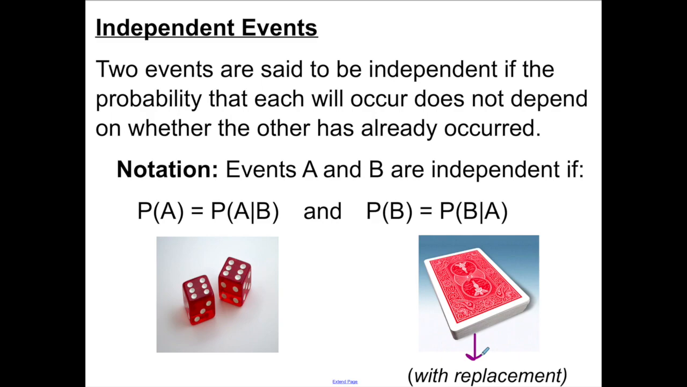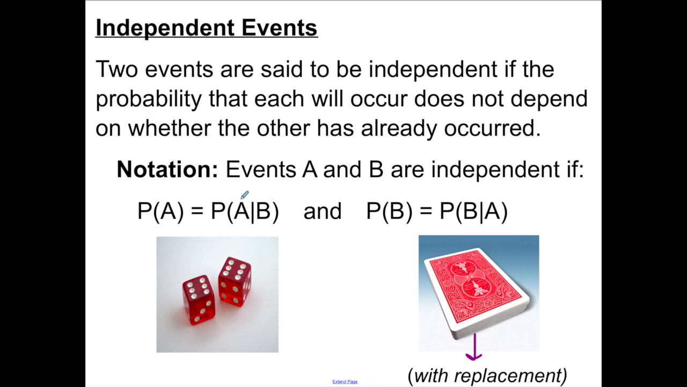This notion of independence is really, really important. And we have to think about whether one thing depends on another or not. This is sometimes something that we can think about in our head. Notationally speaking, what does it mean? It means that the probability of A is equal to the probability of A given that B is happening.